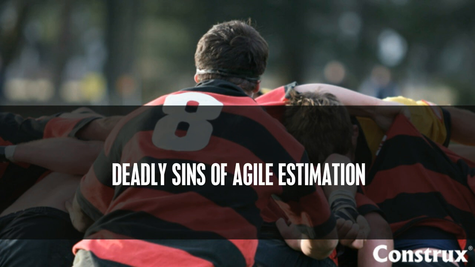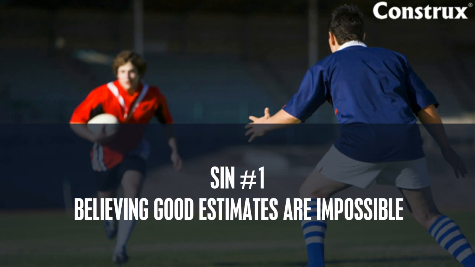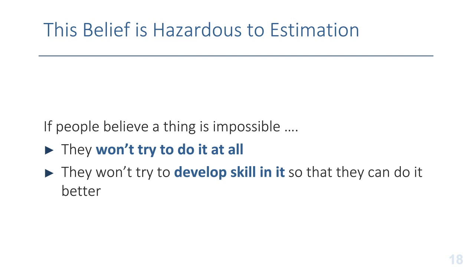Getting clear about that is something that we will come back to a little bit later in the talk as well. Well, with the almost deadly sins under our belts, let's go ahead and talk now about the deadly sins of Agile estimation. And I think the first one that we have to start with, deadly sin number 1, is believing that good estimates are impossible.